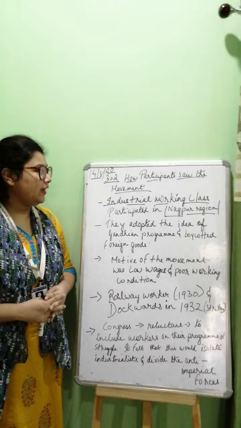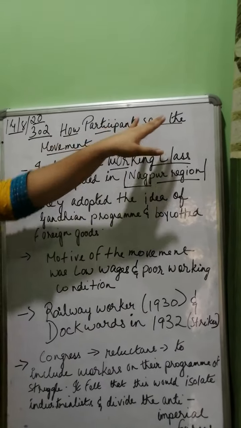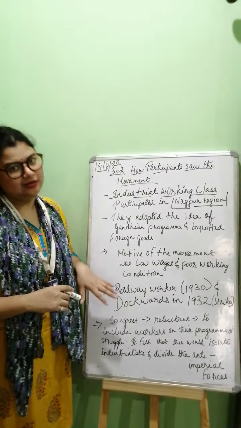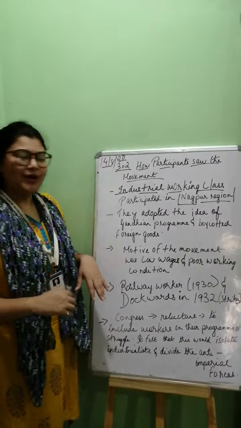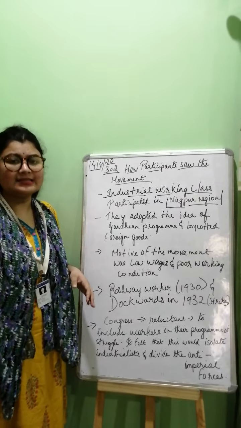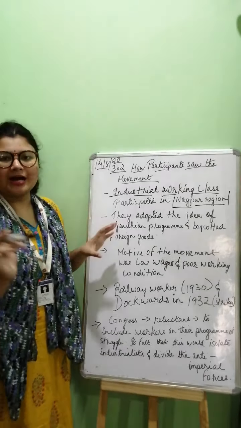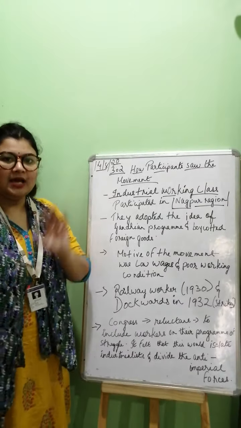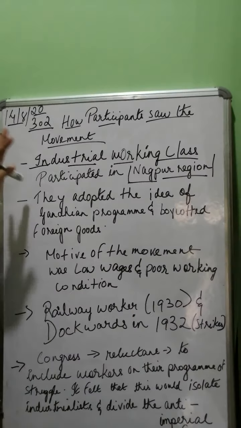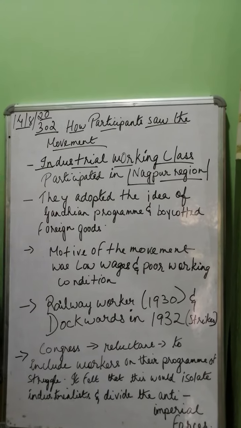So we are in this particular topic 3.2, how participants saw the movement. We have already started this topic during our live session. You had known how peasant communities, small tenants and business class people of the society took part in the civil disobedience movement. Now you will know how industrial working class and women also participated in the civil disobedience movement of 1930.